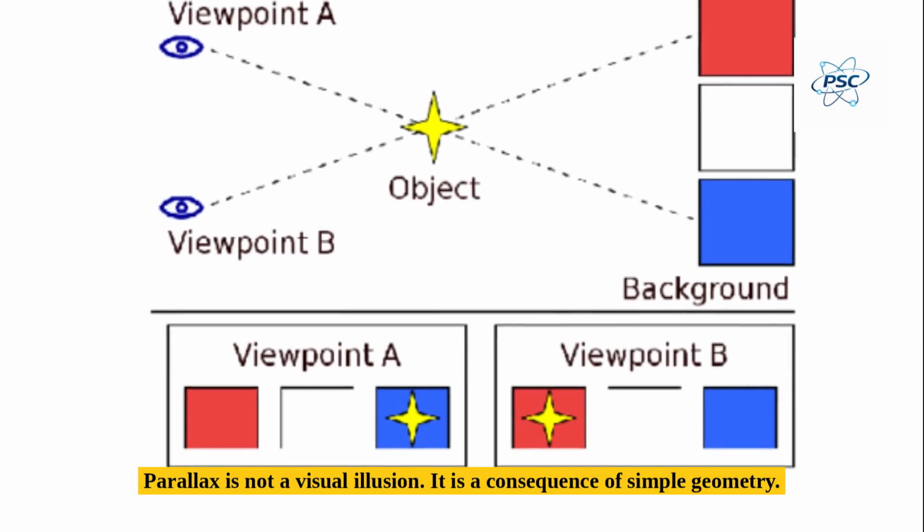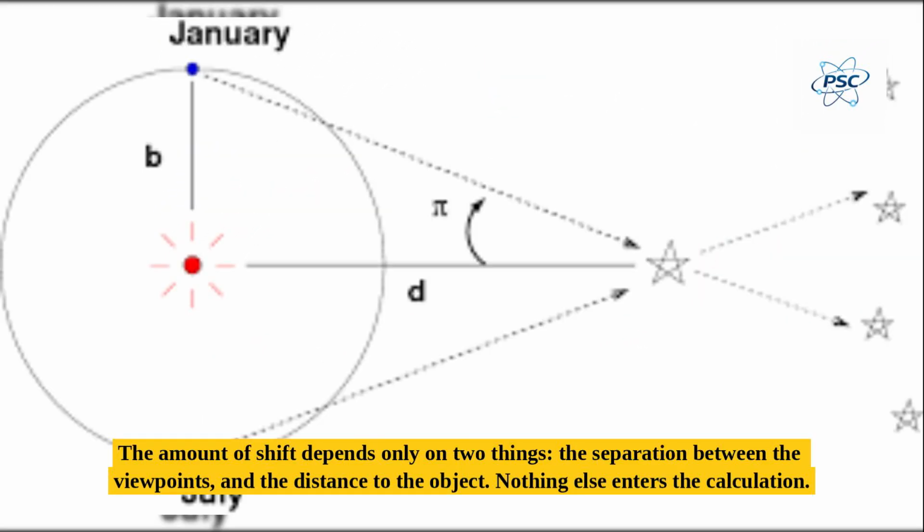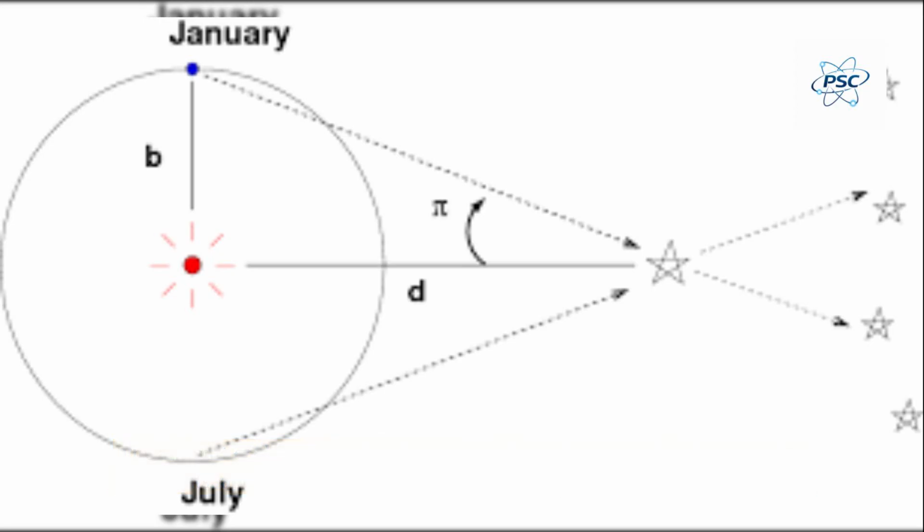Parallax is not a visual illusion. It is a consequence of simple geometry. The amount of shift depends only on two things: the separation between the viewpoints, and the distance to the object. Nothing else enters the calculation.